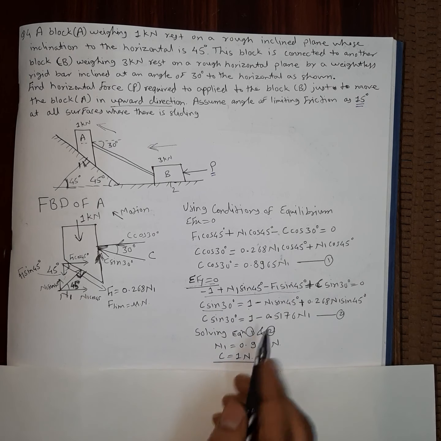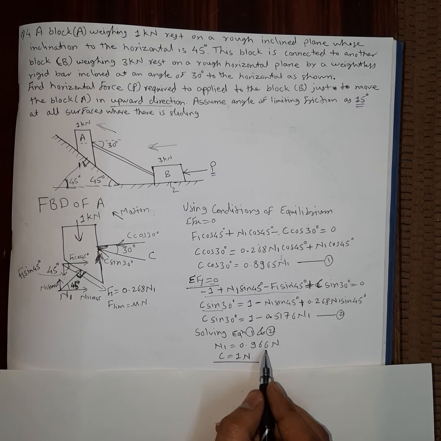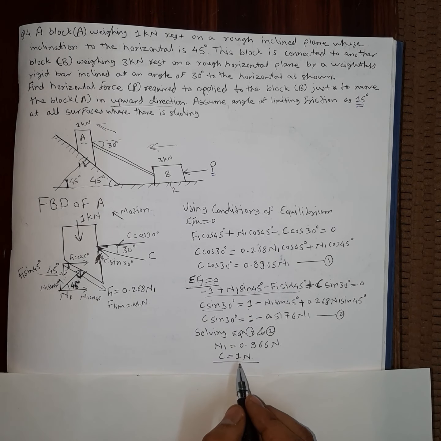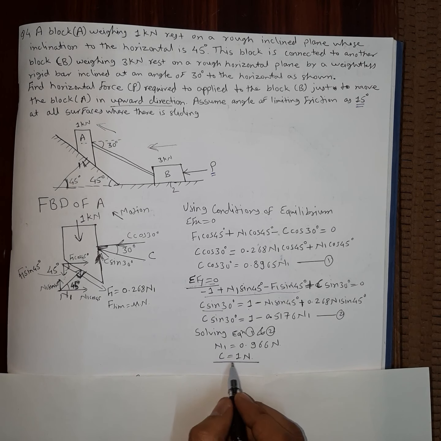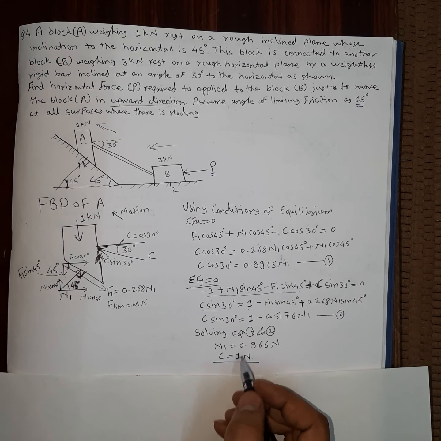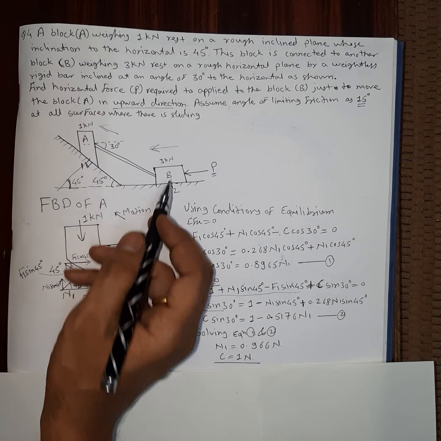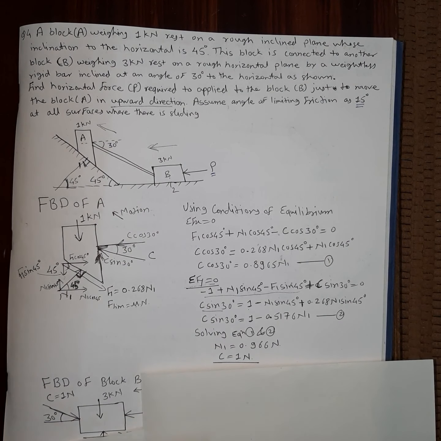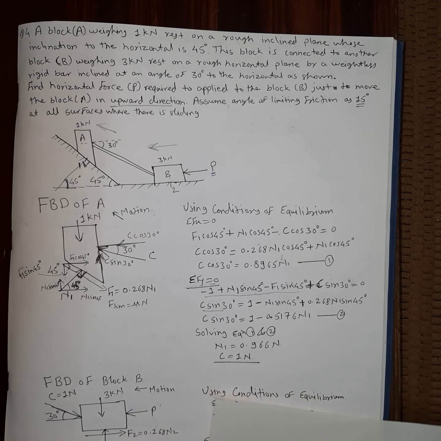Okay, so we will get the value of N1 as 0.966 N, and putting that value in either equation 1 or 2, we will get the value of C as 1 Newton. Okay, so we have got the value of C. So drawing the FBD of B, we have to determine the force P. So the FBD of B will be like this.